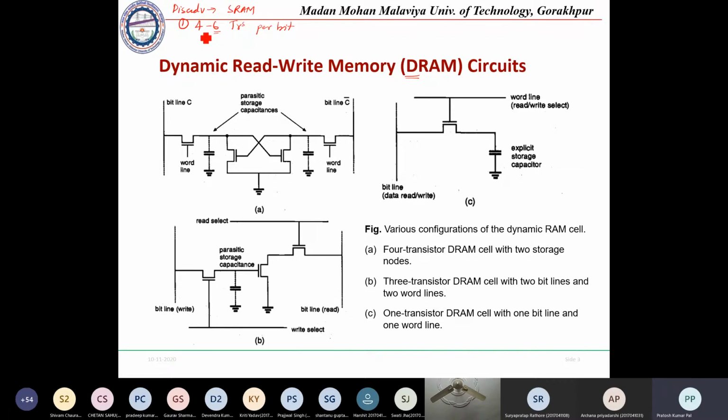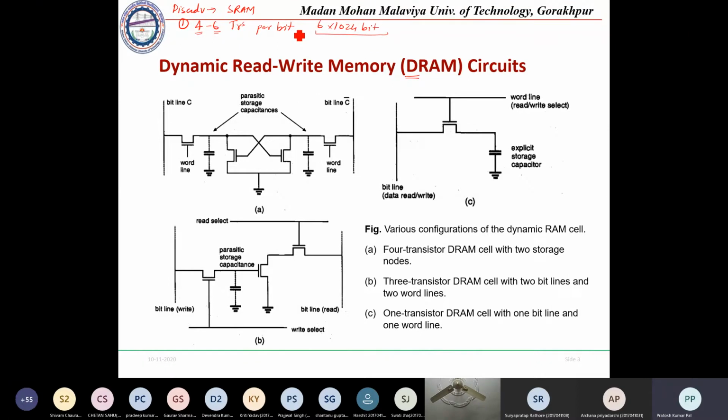Okay, so the minimum transistor required is 4. Here 4 to 6 transistors are required per bit storage of the data. That means it is going to require a large number of transistors per bit. If we need to store 1024 bits, that is multiplied by the maximum, 6, that many transistors are required to store 1024 bits of data.